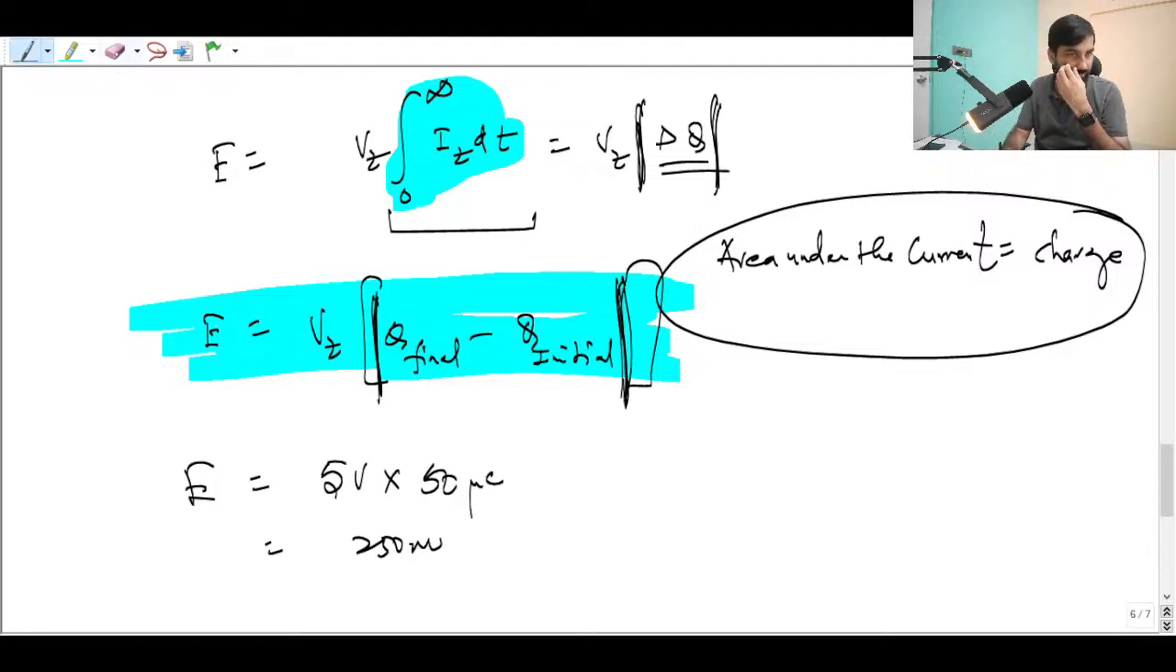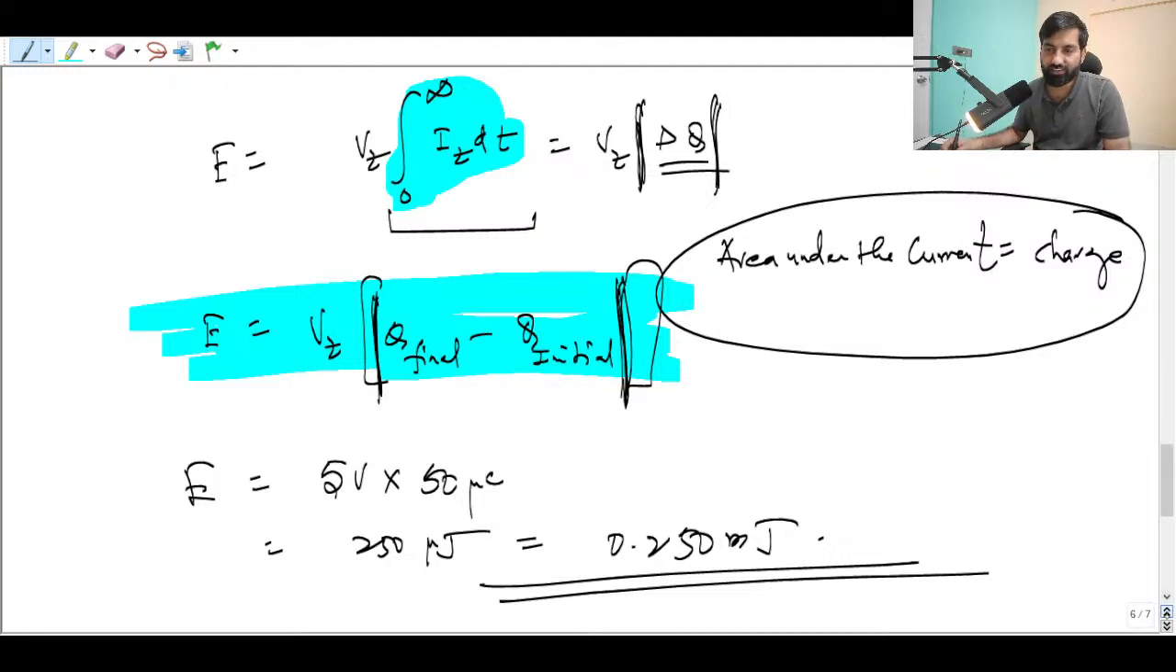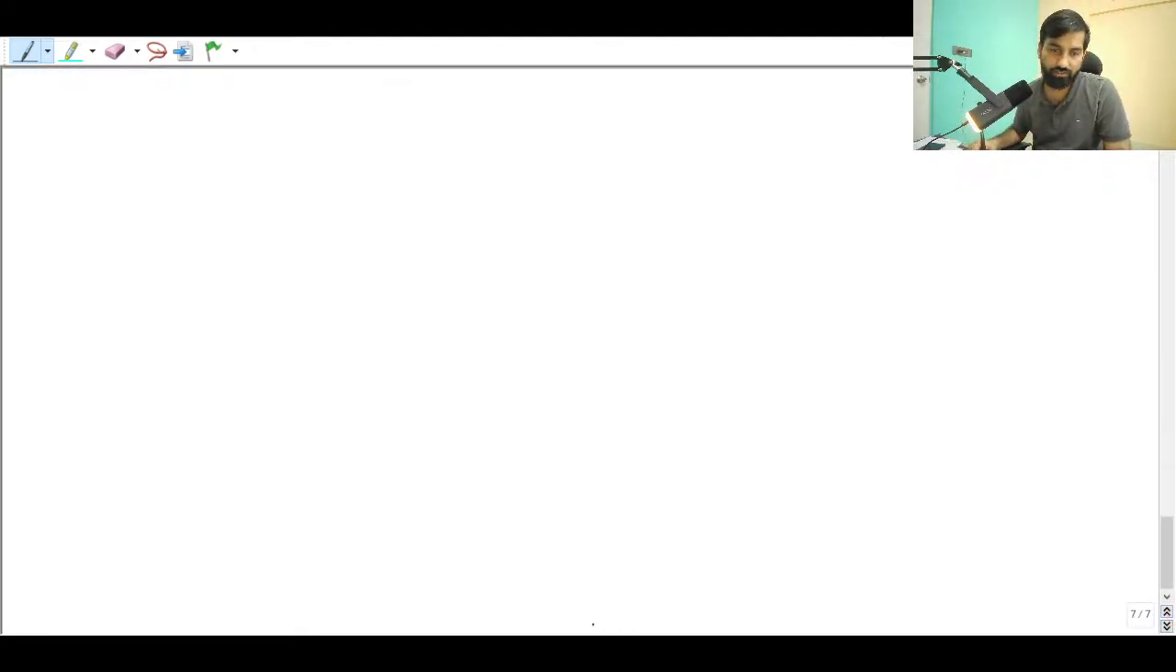So this is 250 microcoulomb, but the answer has to be written in microjoule. This is in milli, 0.25, 0.250, oh sorry, millijoule. So it's a very simple answer that we have got, right? See, I have explained this question for 20 minutes and I've given you background as well, right? So you have to learn from this question. Okay, I think this is clear.